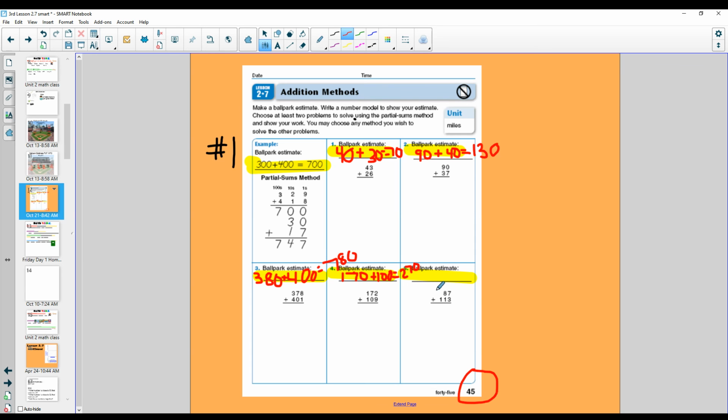Last ballpark estimate, I'm going to go with 87 is close to 90 plus 100. Now, your ballpark estimate might not be exactly like mine, and that's okay as long as you could add them up using mental math. That is your lesson for today, ballpark estimates. Okay, look at the next slides to see how you can practice ballpark estimates.